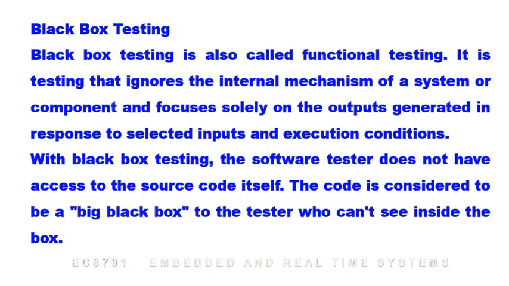Black box testing. Black box testing is also called functional testing. It is testing that ignores the internal mechanism of a system or component and focuses solely on the outputs generated in response to selected inputs and execution conditions. With black box testing, the software tester does not have access to the source code itself. The code is considered to be a black box to the tester who cannot see inside the box.